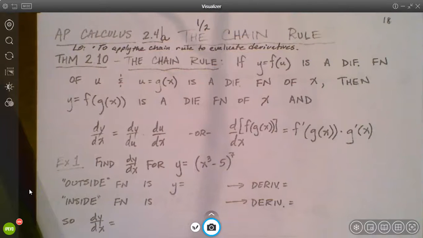Okay, we are looking at 2.4 part 1. We're going to be spending our whole time on something called the chain rule, which is a really major part of the process here for derivatives. So here's what this will look like.